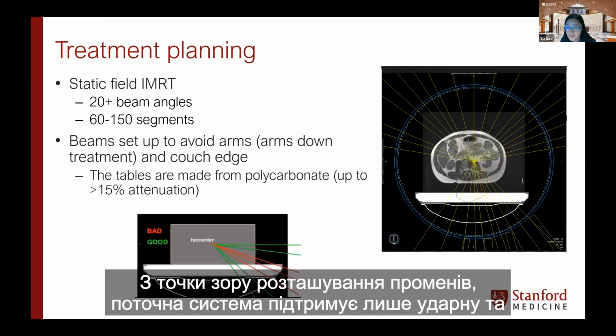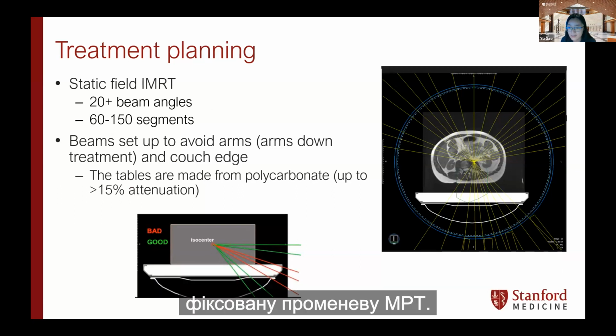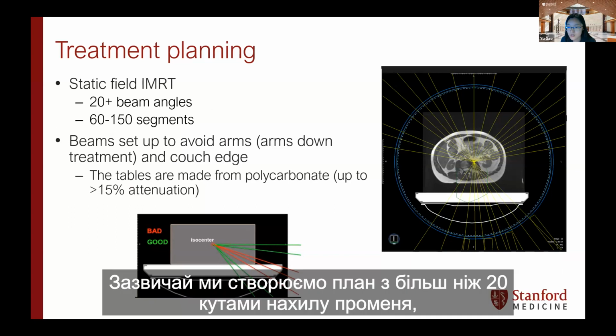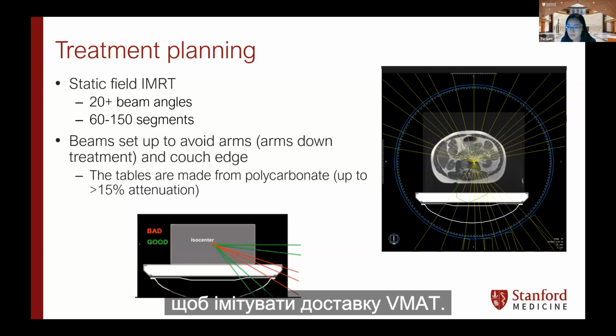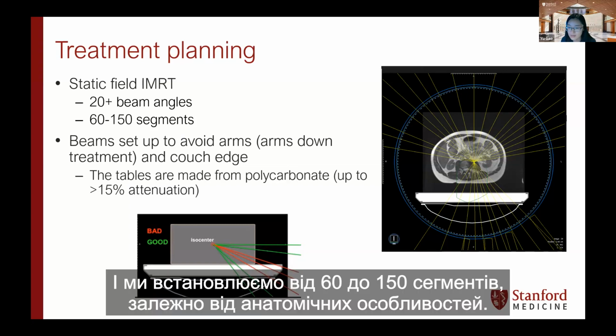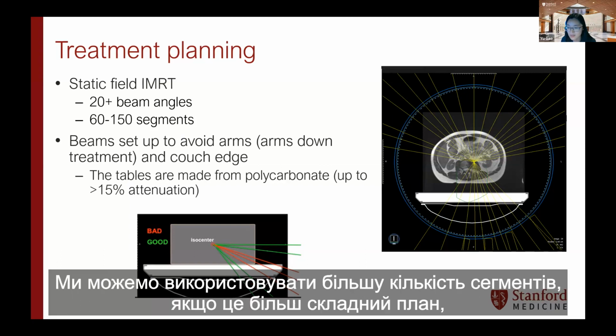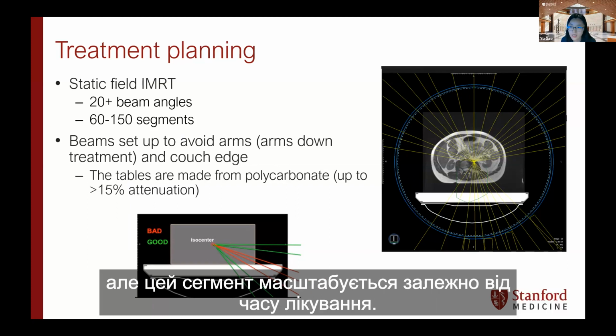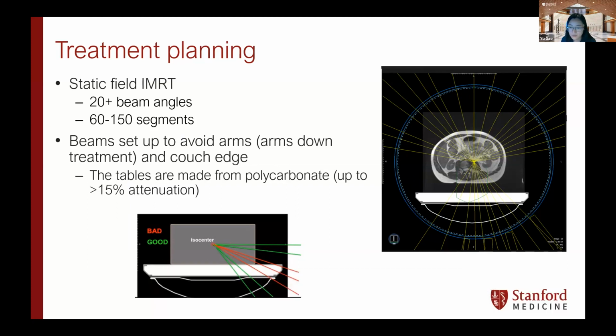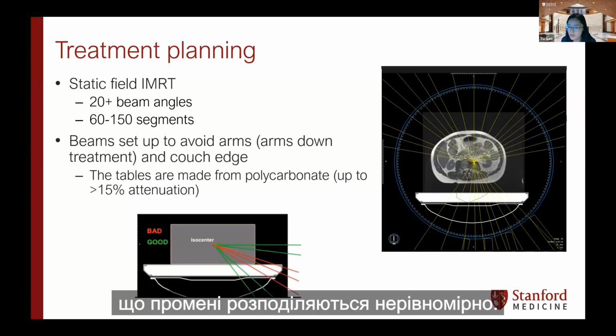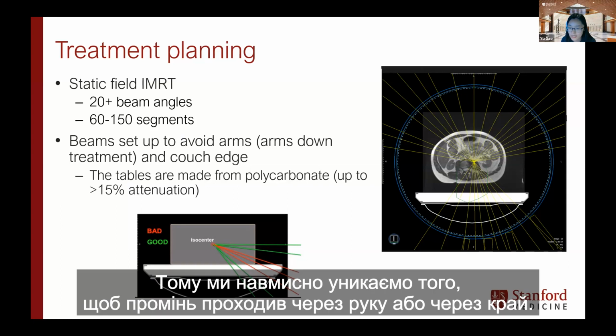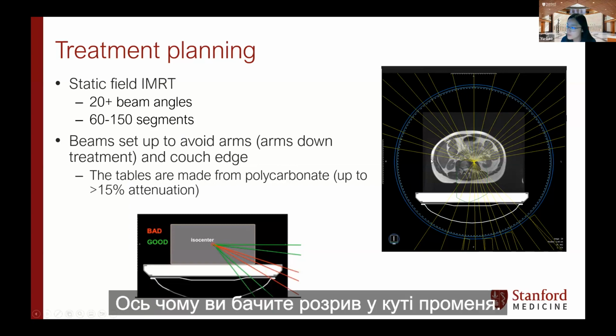In terms of the beam arrangement, the current system only supports step and shoot fixed beam IMRT. So usually we'll set up a plan with over 20 beam angles to mimic the VMAT delivery. And we'll set up about 60 to 150 segments, depending on the anatomy. We might use more segments if it's a more complex plan, but the segment count scales with the treatment time. One thing to point out is that the beams are not uniformly distributed. We intentionally avoid beams going through the arm or going through the edge of the couch. So that's why you see the gap in the beam angles.